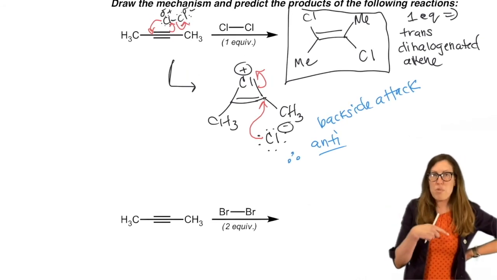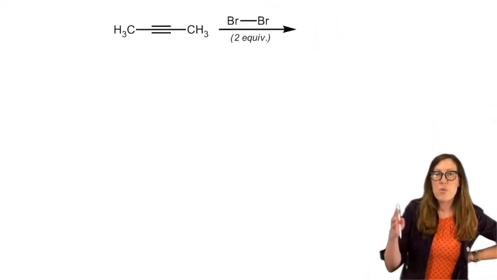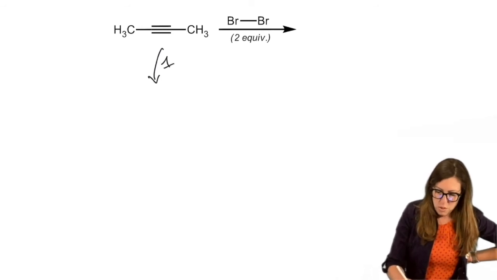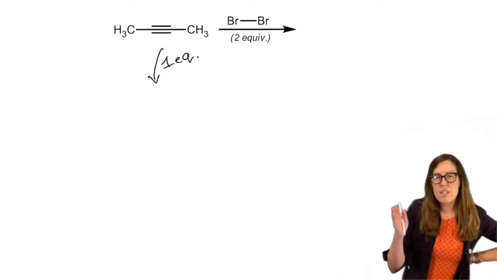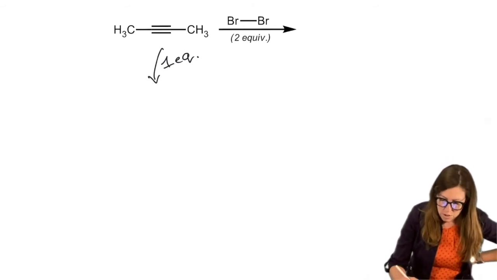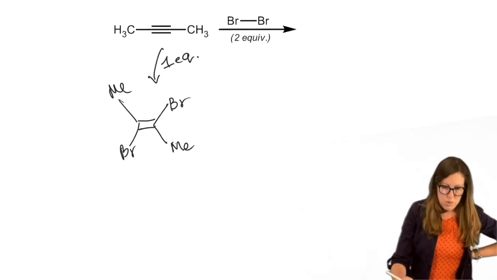Okay, so like the previous step, we're going to say thank you for doing that mechanism. We're going to take advantage of that because now we're going to show what happens with 2 equivalents. So after 1 equivalent, instead of drawing the whole mechanism that we did above, we're going to do this with bromine now. I'm going to go straight to the answer. I know I get a trans dibromide, and whatever R groups were there are now trans as well. So methyl, methyl.